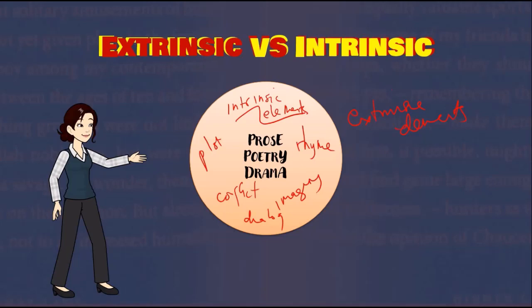Sorry for my bad handwriting. Okay, so what are these extrinsic elements? It can be, for example, the socio-economical background of the writer, or it can be the cultural environment, or maybe it's the author's psychological background or condition. So these are the things that need to be paid more attention to when you want to analyze the extrinsic and the intrinsic elements of the literary works.